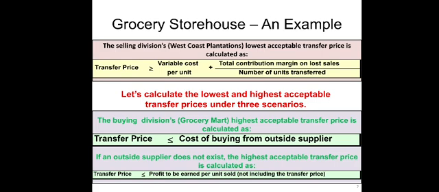Okay, let's see the calculation here. The buying divisions, let's calculate the lowest and highest acceptable transfer prices under three scenarios. So the first scenario is buying division's highest acceptable transfer price is calculated as transfer price equal to or less than cost of buying from outside supplier. If an outside supplier does not exist, the highest acceptable transfer price is calculated as transfer price equal to or less than profit to be earned per unit sold, not including the transfer price. There is a simple question related to this, so let's see.